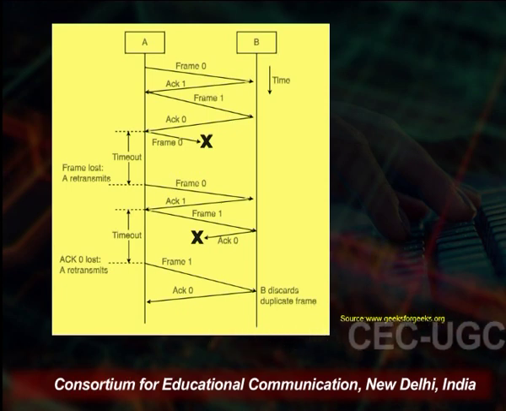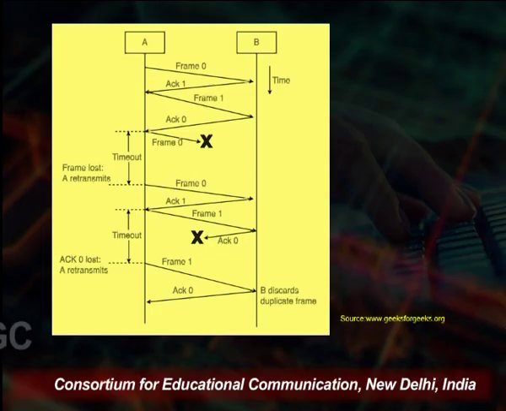Here in this figure you can see there are two parties, sender and receiver, A and B. Frame 0 is sent from A to B, then there is an acknowledgement from B to A, then it sends another frame, and then there is an acknowledgement for that frame. So, there is frame 0 with its corresponding acknowledgement, then frame 1 from A to B and the corresponding acknowledgement.